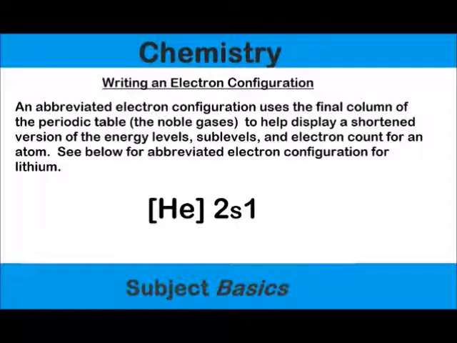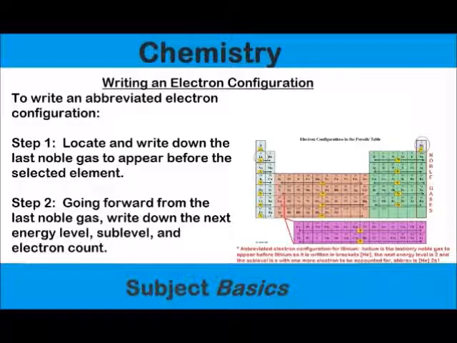Now here's how we got that, if you're wondering how on earth helium got into the mix as we write the electron configuration for lithium. Well, the way that we go about abbreviating an electron configuration for any neutral atom is that we first locate the last noble gas to appear before the element that we are configuring. And the last noble gas to appear before the element lithium is helium. So we display helium in a square bracket.